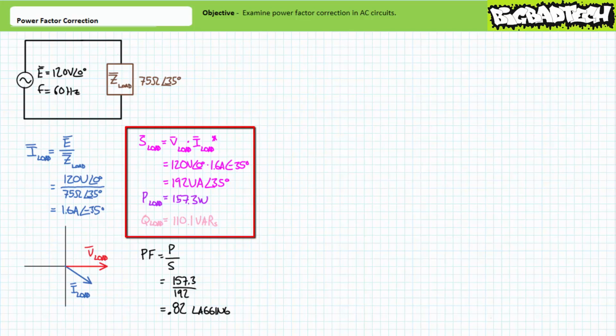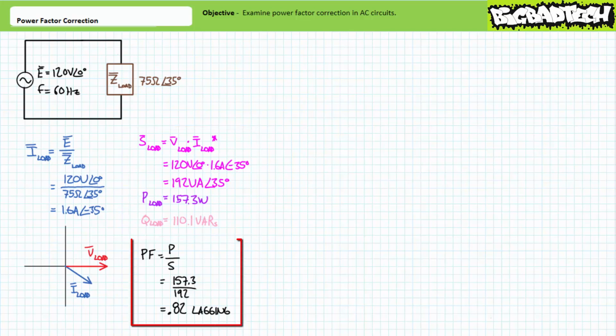Resolving this into its real and reactive components demonstrates the electrical load is directing 157.3 watts towards real power and 110.1 VARs towards a reactive interchange. Finally, it can be said that the electrical load has a lagging power factor of roughly 0.82. Let's put these initial figures aside as a basis of comparison for the upcoming exercise.